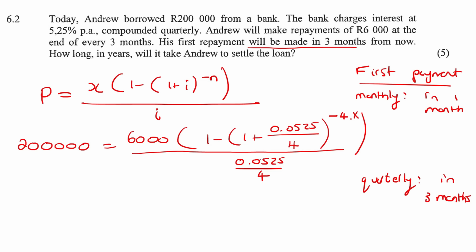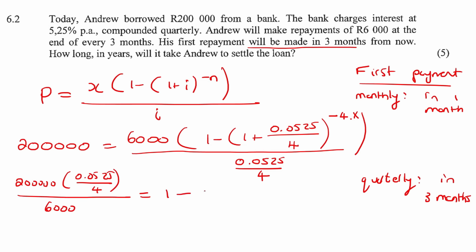So we're going to take this part and we're going to multiply it up, and we're going to bring this part to the bottom. So that's going to end up giving us 200,000 multiplied by 0.0525 over 4. And then at the bottom, we're going to have 6,000. Then on the right-hand side, let's quickly type this on the calculator. And that'll give you 1621 over 1,600 to the power of negative 4x. We can keep it in a bracket like that.